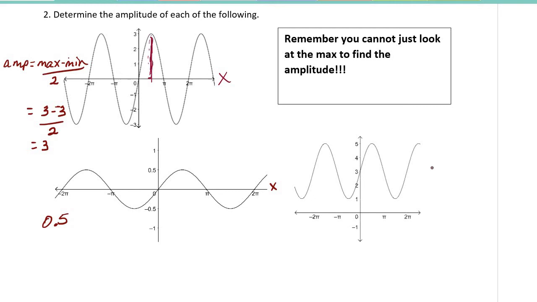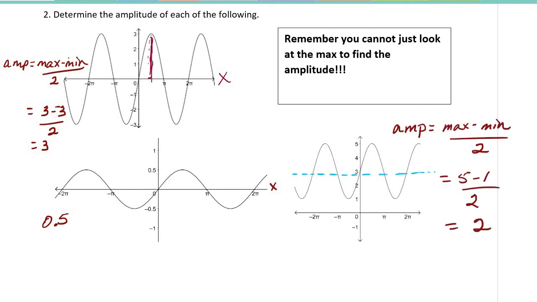My third graph is a little bit different. I do not have the midline being the x-axis, so I can't just look at the maximum value. I have to use my formula. Now, if you were to draw in the midline, then you can see that this amplitude is 2. From the top of the mountain down to the midline is 2 units.